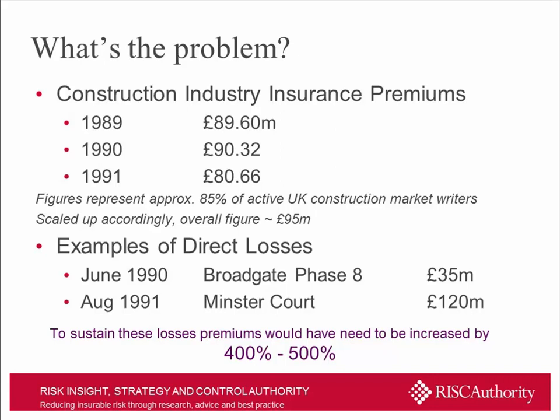And as that little note at the bottom of the slide says, to sustain these kinds of losses, I'll put my teeth in, premiums would need to have increased by around 400 to 500% simply to cover the extent of those losses. So at that point, it was decided that something needed to be done to ensure that these sorts of problems could be mitigated and avoided wherever possible, and that was where the Joint Code of Practice was born out of. Eventually, the first edition was published in 1992.